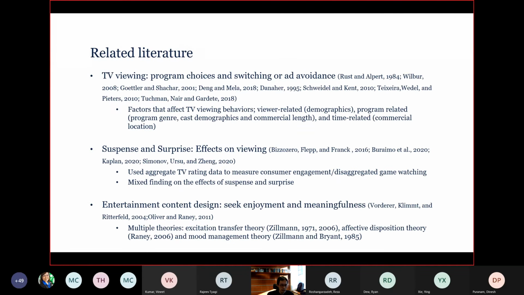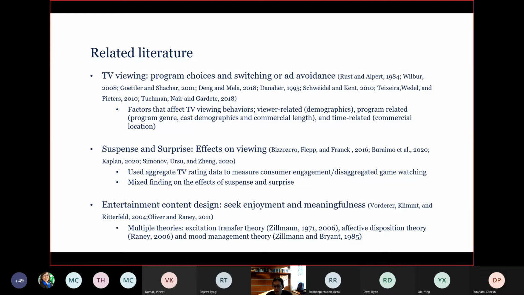And in terms of related literatures, I'm not going to talk about all papers. There are so many papers in this field, but there is a growing literature about suspense and surprise. So there are many papers now looking at the empirical effects of suspense and surprise on viewing behavior.